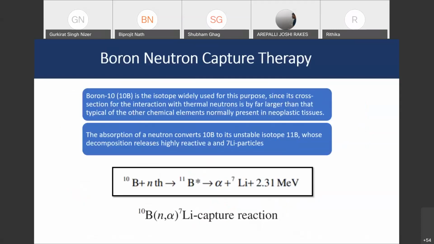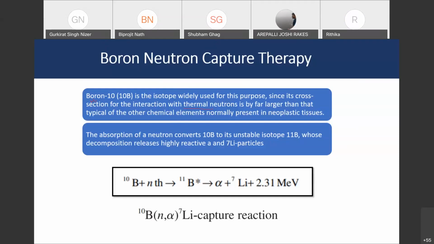So now the next application of this alpha particle lies in a great therapy, which we call boron neutron capture therapy. Before we go deeper inside these therapies, let us have a brief idea that for boron neutron capture therapy, we need a nuclide, which is boron 10. And one of the most important properties of boron 10 is that it has a higher cross section for interaction with thermal neutrons. So neutrons can interact with boron 10 very effectively because it has a higher cross section.